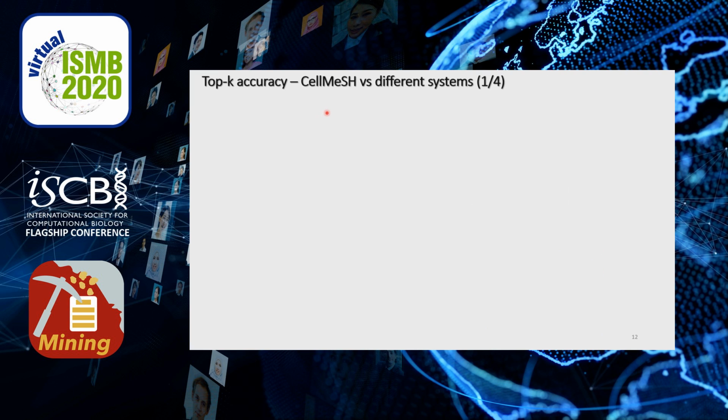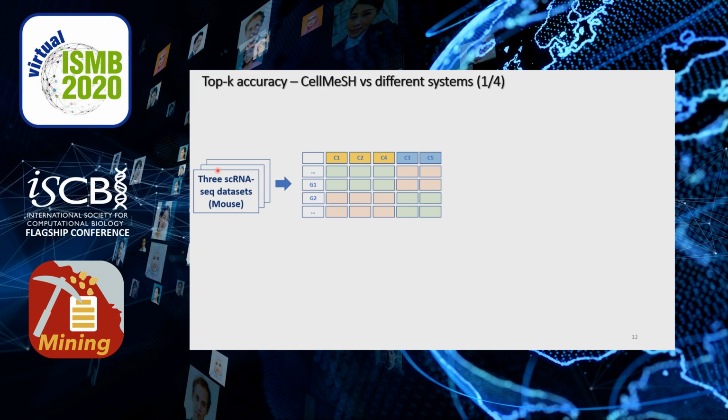To further understand the CellMeSH annotation performance, we compare with existing systems using top K accuracy. We use 3 mouse datasets, which are essentially gene cell expression matrices. And from the publications, we also know the cell clusterings and, for each cluster, the annotated cell type.